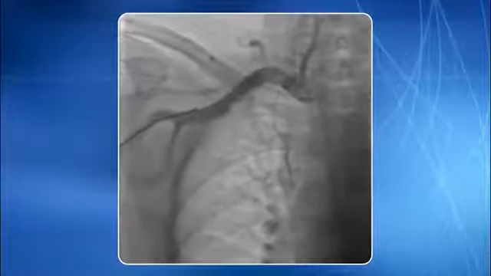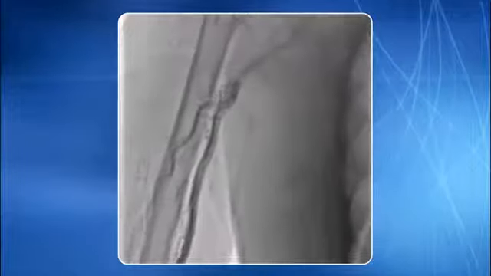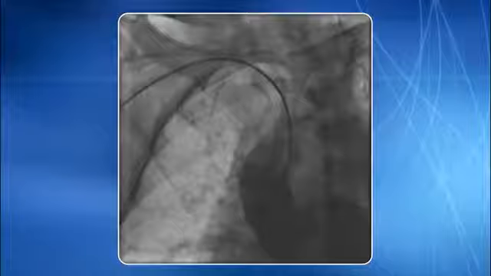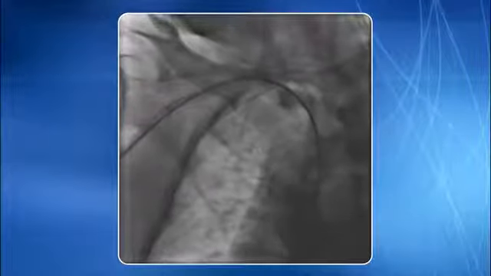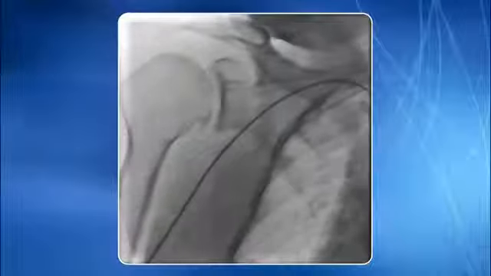This is the normal anatomy of right subclavian artery, which arises from innominate artery and continues as right axillary artery. This is the normal anatomy of left subclavian artery, which arises as a branch from the arch of aorta and continues as left axillary artery. This is an example of normal anatomy of innominate arch junction. You can see the catheter course has a very smooth curve in this region.